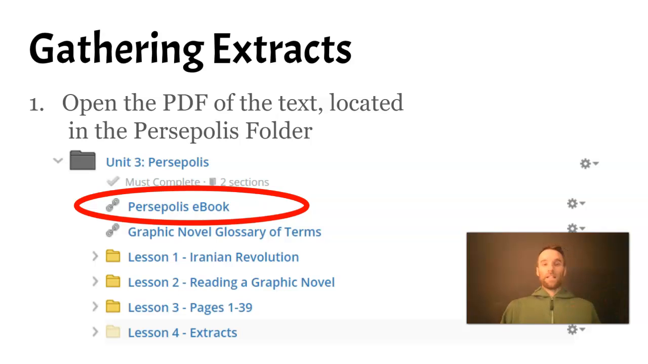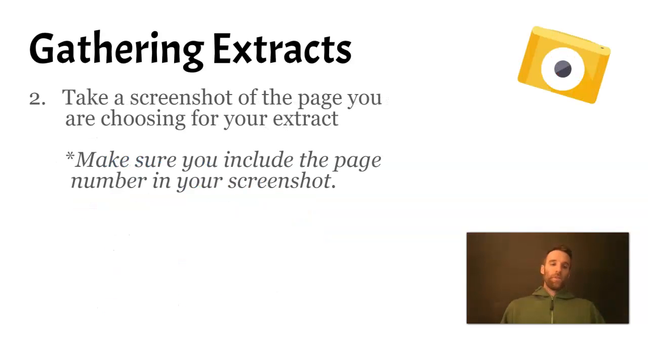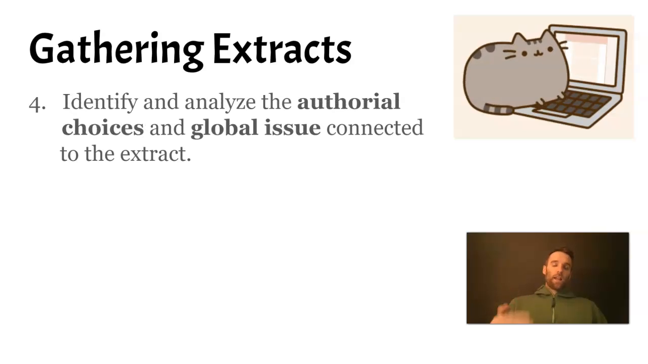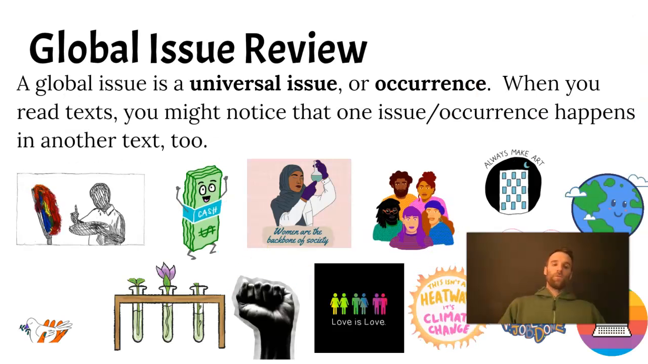So you will need to get the extract from the ebook. You obviously can look for the extract in the text, but then in order to take the screenshot, you're going to have to use the ebook. And then put the page number under the screenshot, same as you did before. Paste the extract into the document that I'll show you in just a second. Identify the author's choices in the global issue.